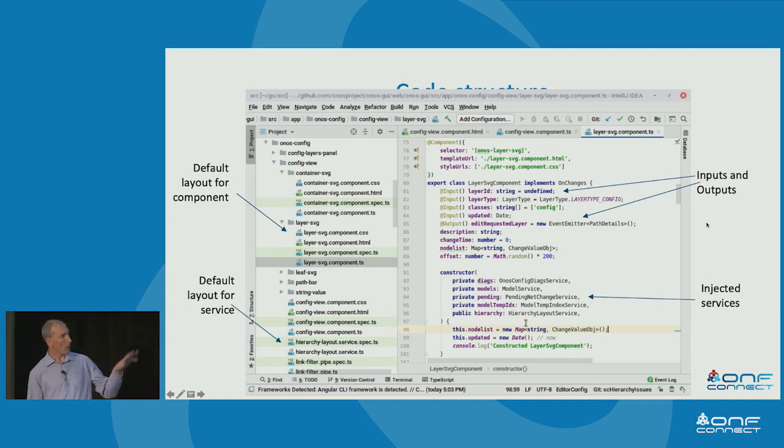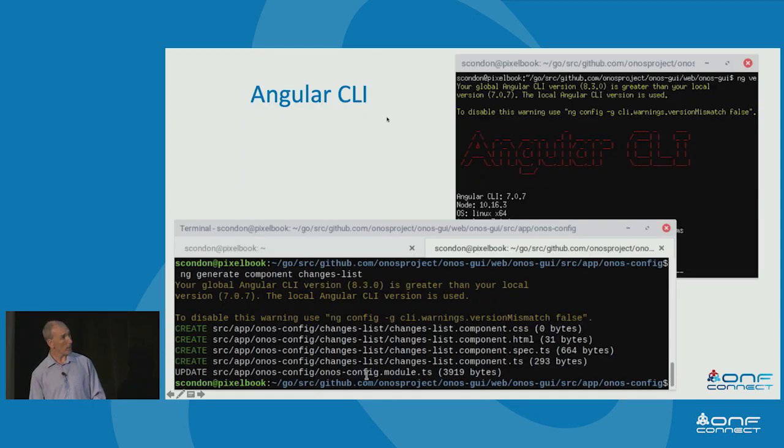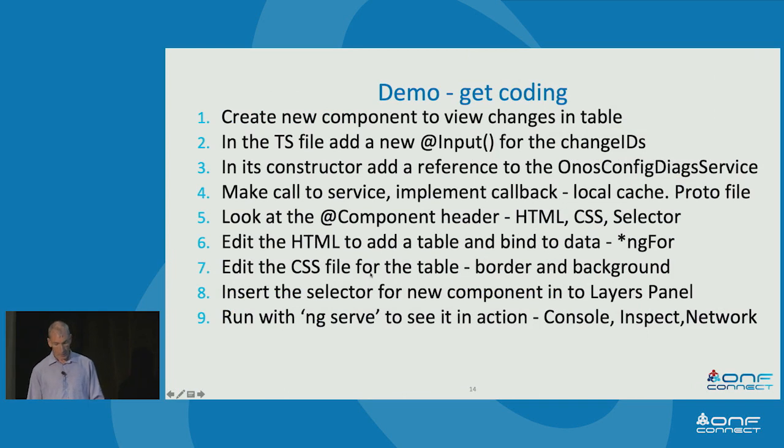I won't dwell too much on this. This is basically just a quick view of the IDE showing that each component effectively has four files, and I won't dwell on that one. Angular CLI is a tool for generating components, and down at the bottom you can see I called ng generate component changes list. I'm going to show this in the video, so I won't dwell on it. So let's have a look at the video and see some code in action.